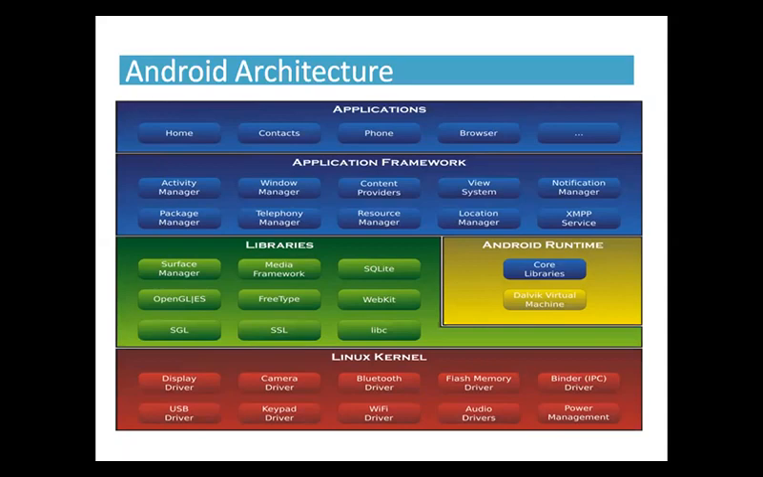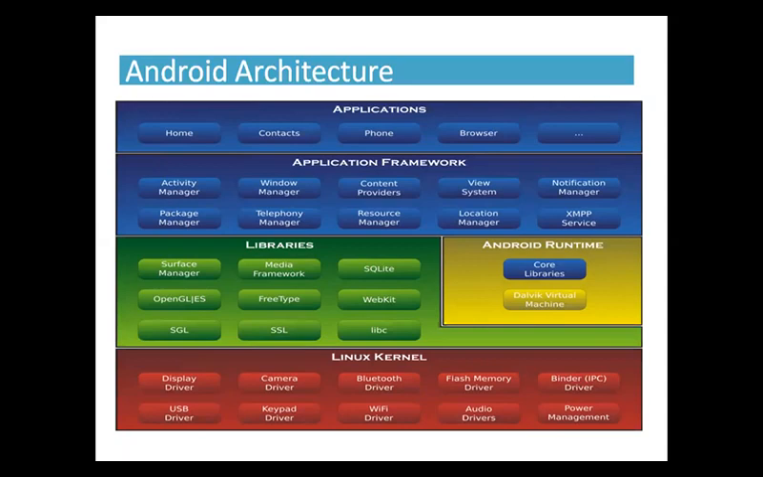One is the Linux kernel layer, the second is the libraries layer, the third is the application framework layer, and the last one is the application layer. We concentrate from bottom to top, not from top to bottom.